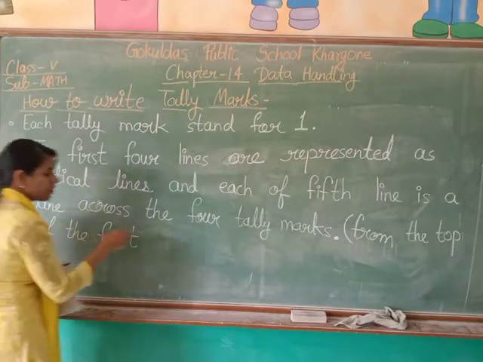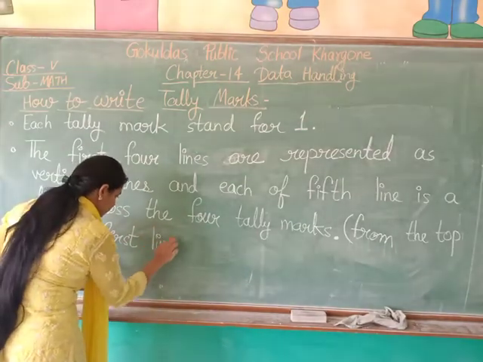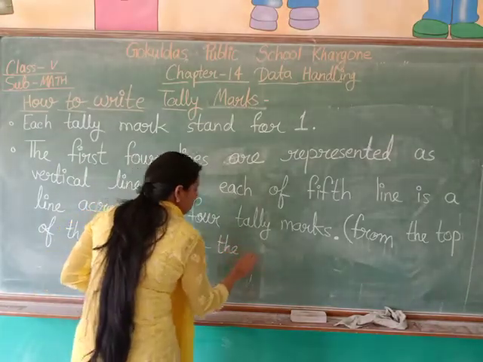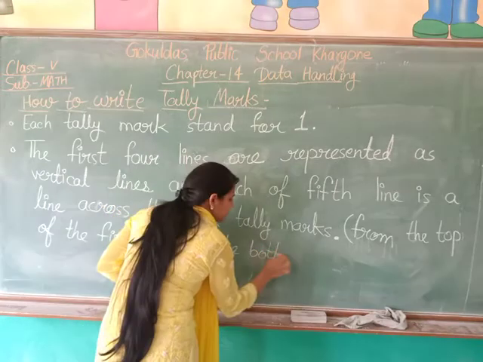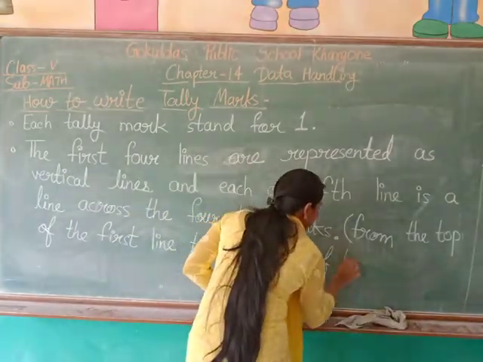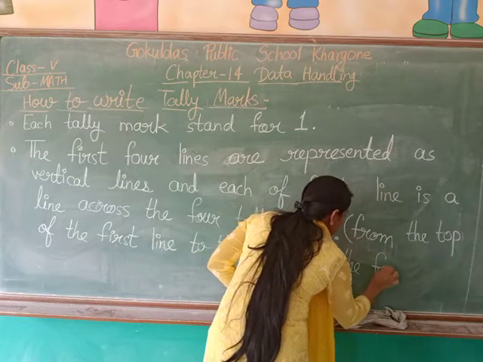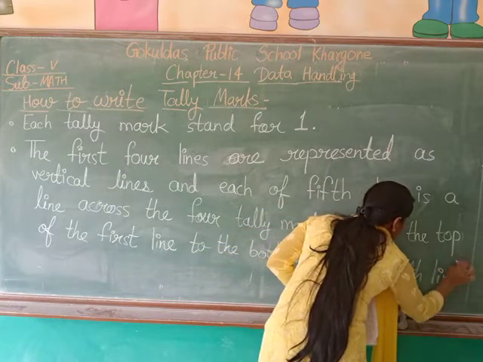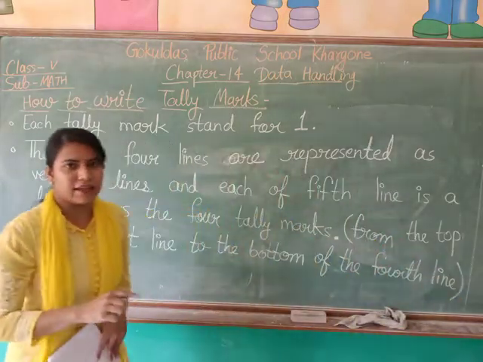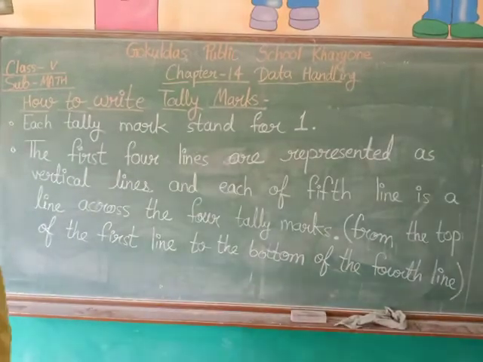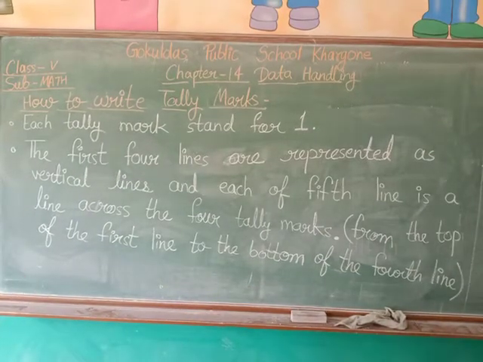Okay, from the top of the first line to the bottom of the fourth line. Basically, the fifth line is a diagonal line. Okay, the fifth line is a diagonal line. So note down these 2 points.